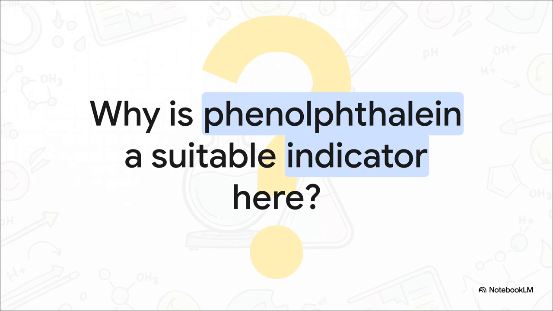As we wrap up this explainer, I'm going to leave you with the final mystery from the source material to investigate on your own. We used a very specific chemical alarm bell for this experiment, but think about this. Considering we matched a strong base, NaOH, with a weak acid, oxalic acid, why was phenolphthalein the absolute perfect visual indicator for this specific case? What is it about its pH range that makes it the ideal choice over something else, like methyl orange? I highly encourage you to dig into that chemical property next.